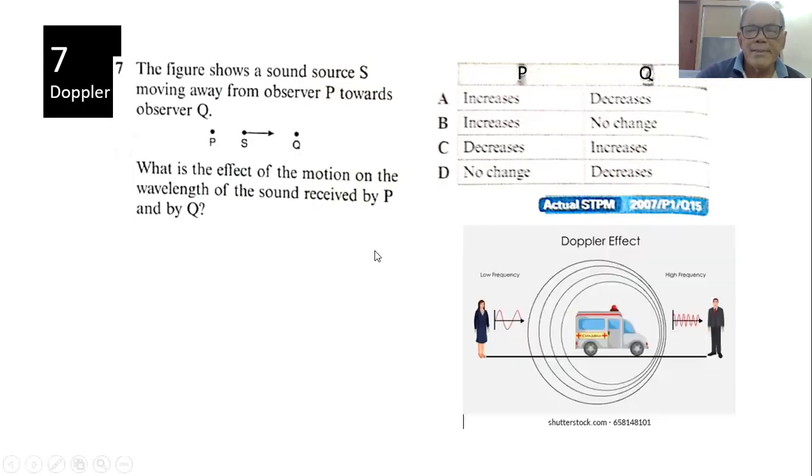Okay. Just remember this picture. This one, shorter wavelength. Right? This one, longer wavelength. That's all.